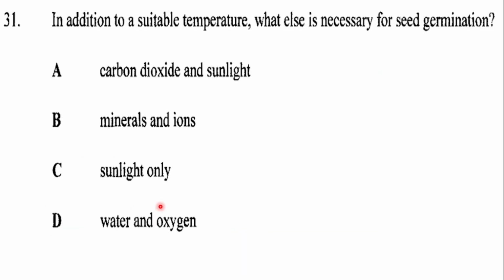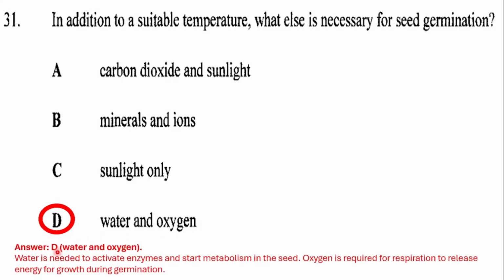Let's move on to question number 31, and it says, in addition to a suitable temperature, what else is necessary for seed germination? Is it carbon dioxide and sunlight, minerals and ions, sunlight only, or water and oxygen? The correct answer is definitely going to be water and oxygen, because water is needed to activate enzymes and start metabolism in the seed. Oxygen is required for respiration to release energy for growth during germination. So the correct answer is definitely going to be D, water and oxygen.